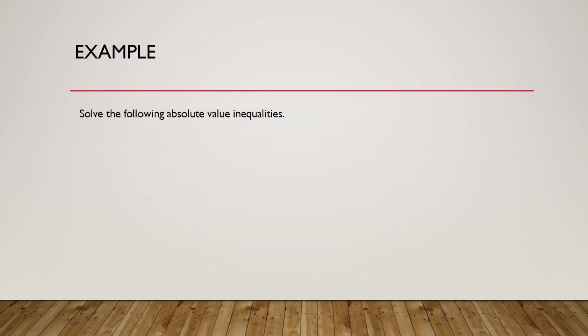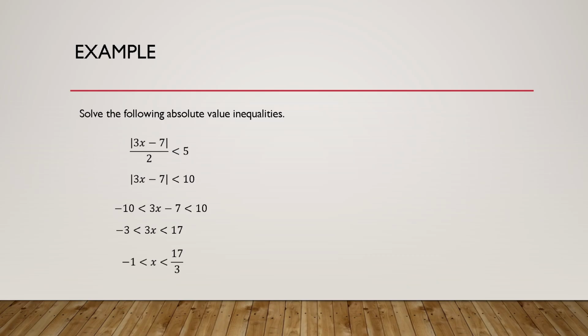Solve the following absolute value inequalities. The absolute value of 3x minus 7, over 2, is less than 5. The absolute value is not yet isolated, so we start by multiplying both sides by 2 to get the absolute value of 3x minus 7 is less than 10. Resolve the absolute value to get the compound inequality, negative 10 is less than 3x minus 7 is less than 10. We add 7 to get negative 3 is less than 3x is less than 17. Divide by 3 to get negative 1 is less than x is less than 17 over 3.